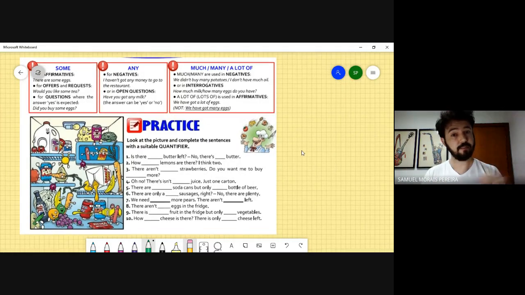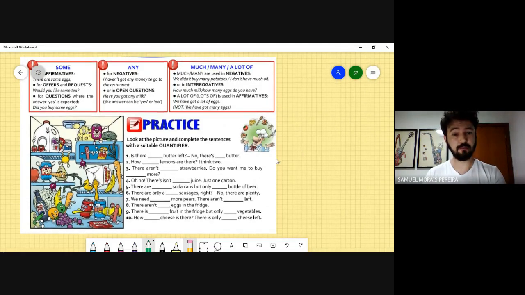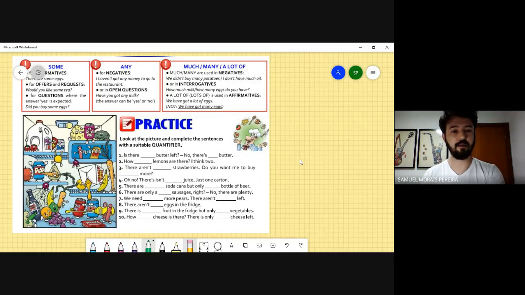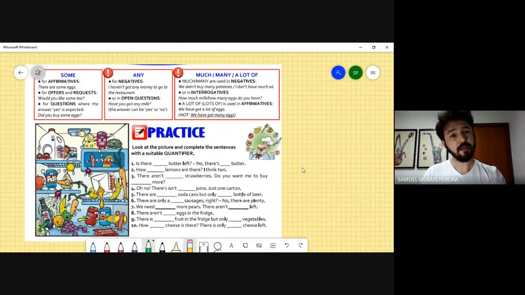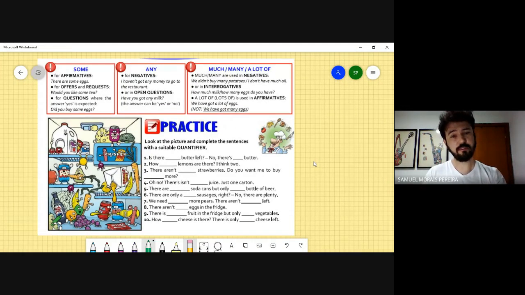We have lots of exercises to correct. Okay, this is not the only one. We have another one, but let's start with this one because this is the link between our last class and our lesson today. Okay, well, I also explained to you the difference between some and any, and I told you when we can use some and when we can use any.